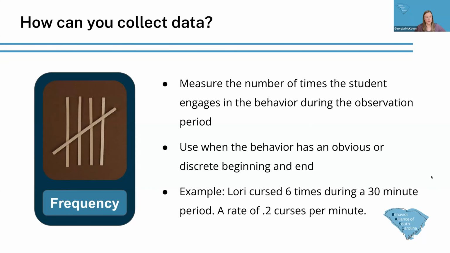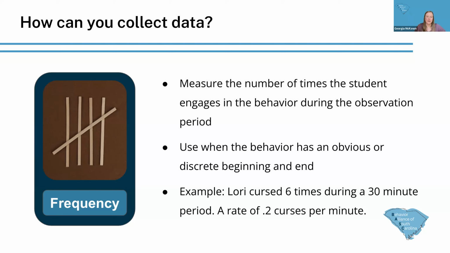You can also use frequency. Frequency is measuring the number of times the student engages in the behavior during an observation period. You use this when the behavior has an obvious or discrete beginning and end. An example would be Lori cursed 6 times in a 30-minute period, a rate of 0.2 curses per minute.